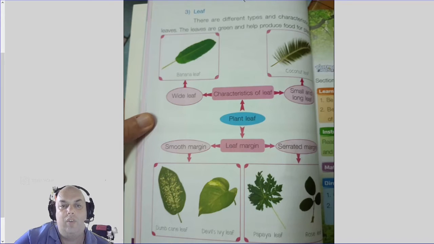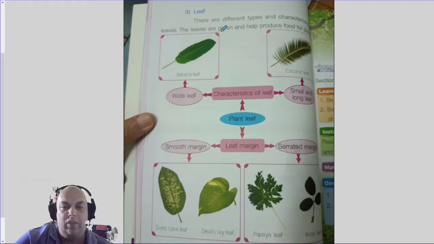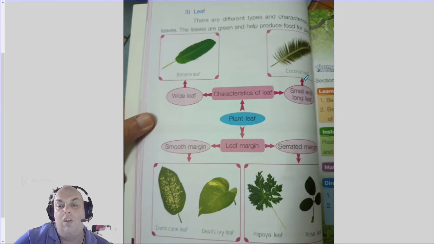Alright, now let's have a look at the different characteristics of different leaves. Over here we can see the banana leaf. Now the banana leaf is a very wide leaf. It is a very big and wide leaf. But then if we look at the coconut leaf over here, you can see many coconut leaves. This is not one leaf. All these little ones over here are leaves. They are small and long leaves.